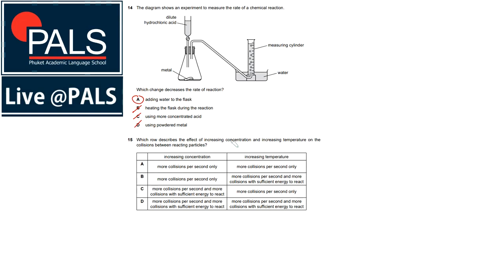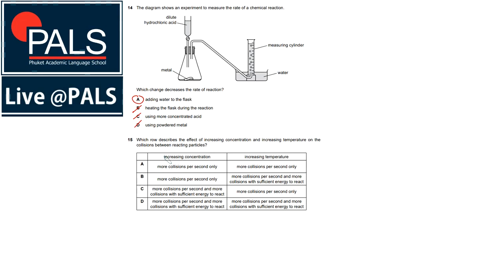Which row describes the effect of increasing concentration and increasing temperature on the collisions between reacting particles? We just answered that as well in the previous question when talking about the different answer options. So increasing the concentration means we have more collisions per second only, so it's either A or B. Again, because particles are closer together, but they don't have more energy.